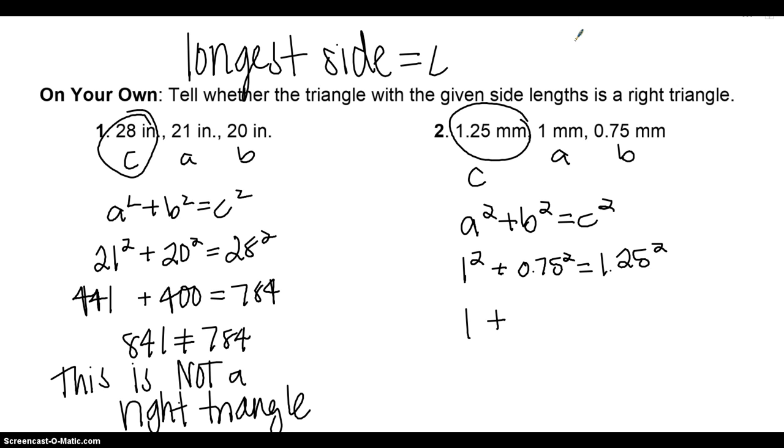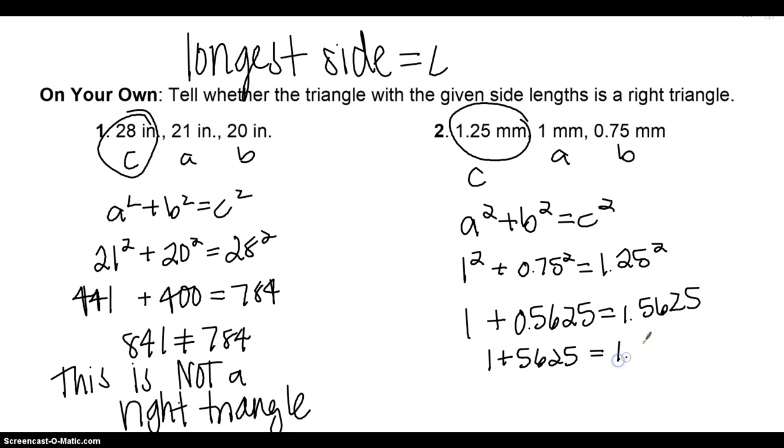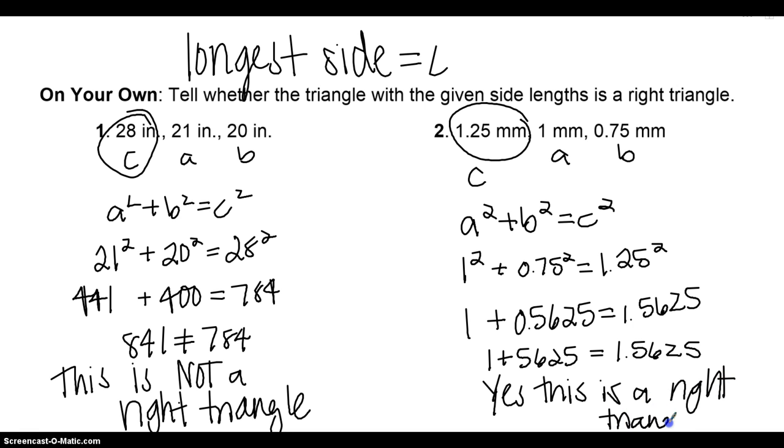0.75 squared is 0.5625. And then 1.25 squared is 1.5625. So when you add these two together, you get 1.5625, and this is equal, obviously, to 1.5625. So yes, this is a right triangle, because a squared plus b squared is indeed equal to c squared.